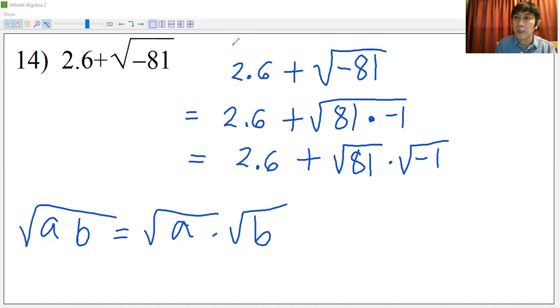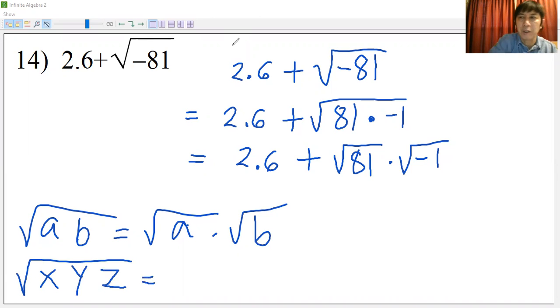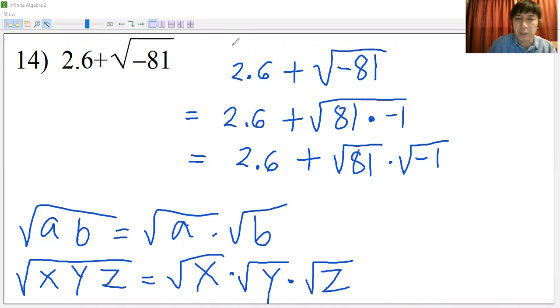So if you have three factors inside, say square root of x times y times z, that means you can split this into three square roots: square root of x times square root of y times square root of z. So these are the rules. That's why we're using 81 and negative 1 in two square roots. We're following these rules here. All right, so let's continue.